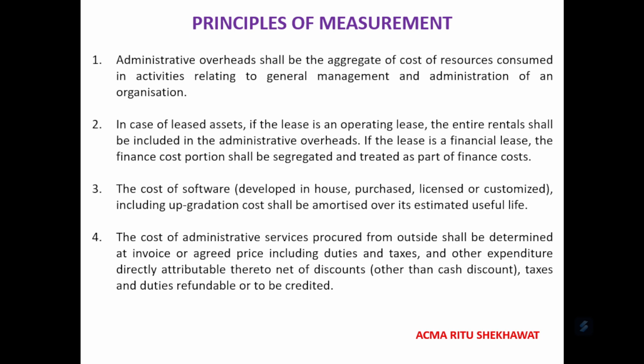That means if these four categories are not covered, then it is an operating lease, as simple. That is, if ownership is with the lessor only, then it is an operating lease. If the ownership is transferred from lessor to lessee, then it is a finance lease. Then the second point says, if the lease is an operating lease, the entire rental shall be included in the administrative overheads. So this is what an operating lease and a finance lease are. I hope you can now differentiate between finance lease and operating lease.